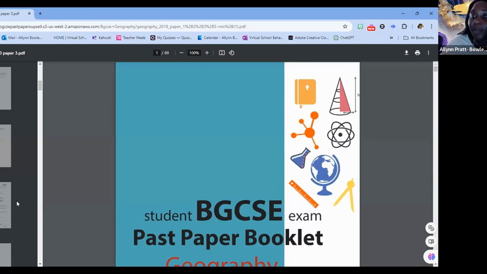If you're doing the core paper, the highest you can get is a C. And if you take the extended paper, you can get as high as an A. Okay, so that's how it works.